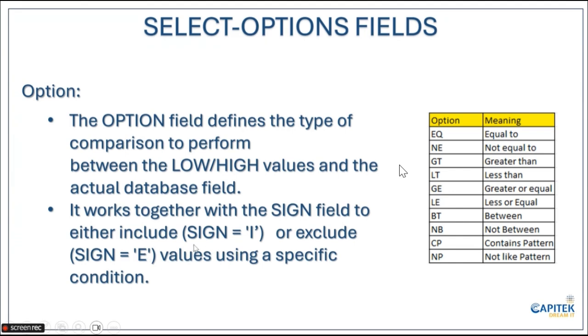It means you will say include between, or include not between. Likewise, there will be a combination of that, whether you say include or exclude, you will use these combinations. Okay, so this is about the options.